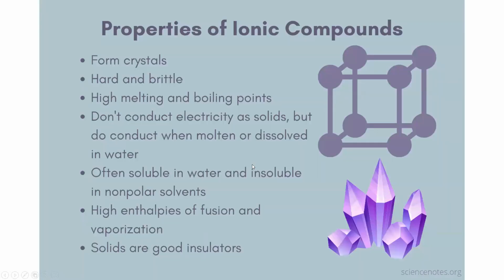And then with these ionic compounds, we'll talk about some of these properties in some of the later chapters. So with like enthalpy of fusion and vaporization, we'll look at that when we discuss thermochemistry. Essentially what that means though, is these ionic substances require a lot of energy in order to melt it in the case of fusion, or turn it into a gas in the case of vaporization, so boil it essentially.